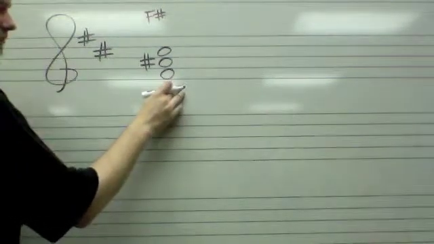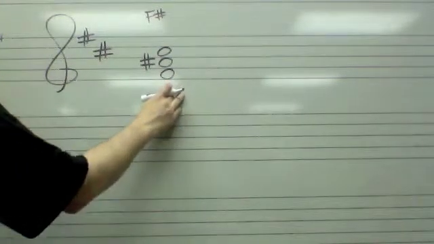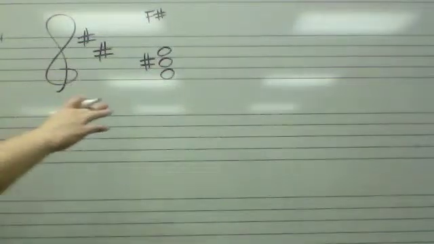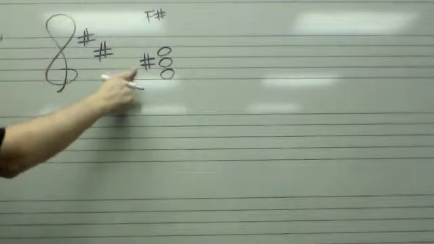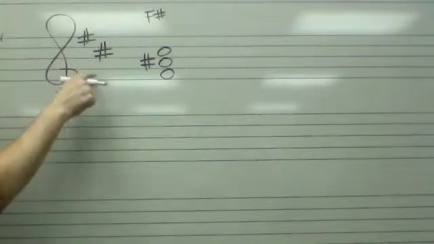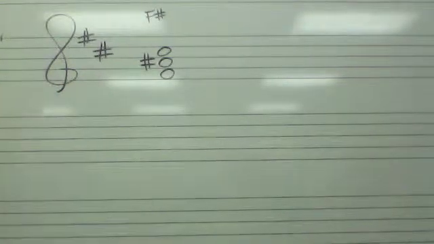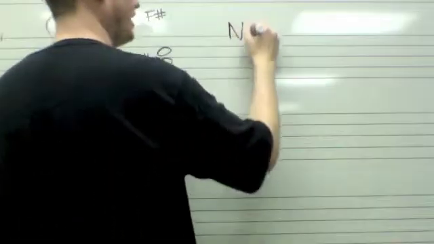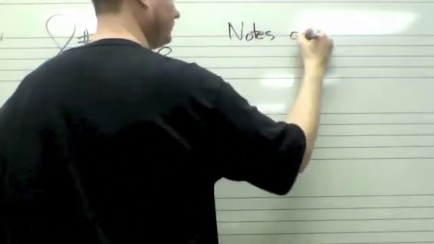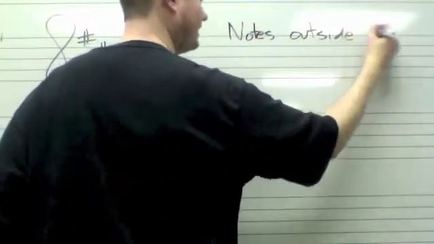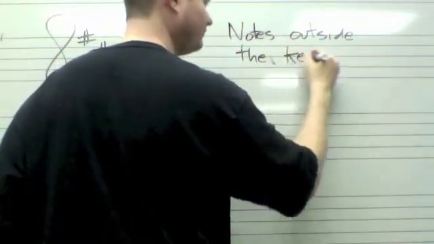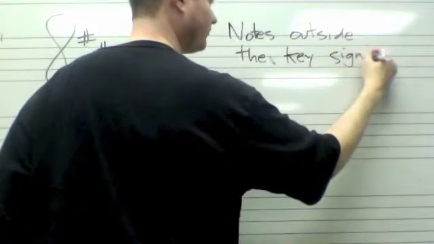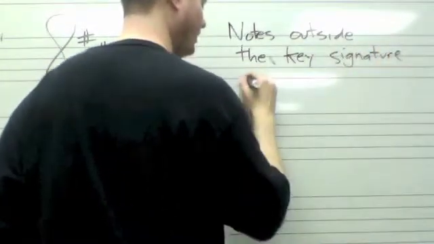Remember, the bass position symbol for a root position triad is just blank. I can't leave this blank though, because there's a note that's outside of the key signature. Notes that are outside of the key signature must be indicated in the figured bass. Let me write that because that's pretty important. Notes outside the key signature must be indicated.